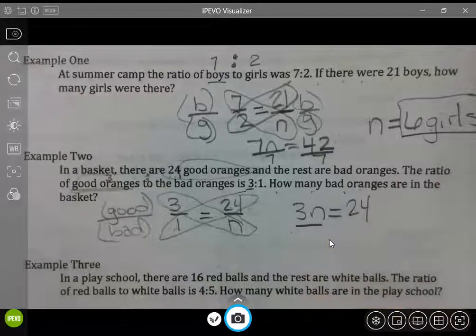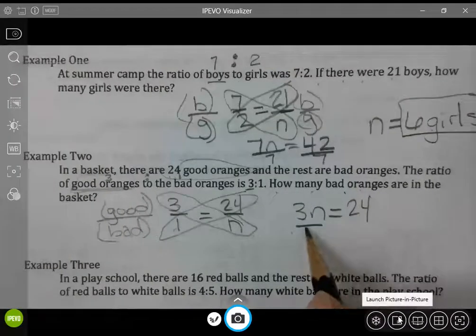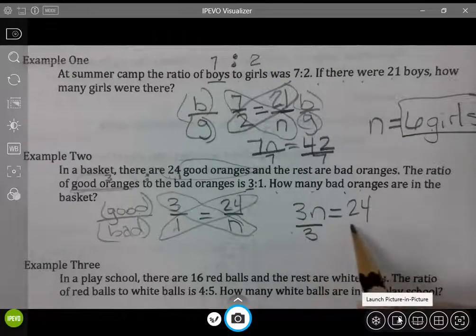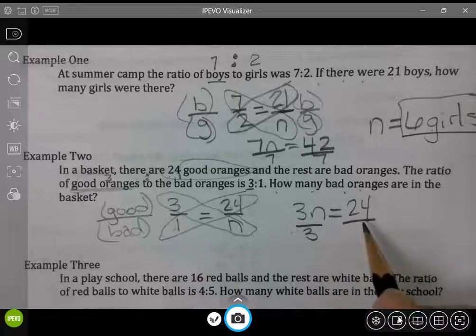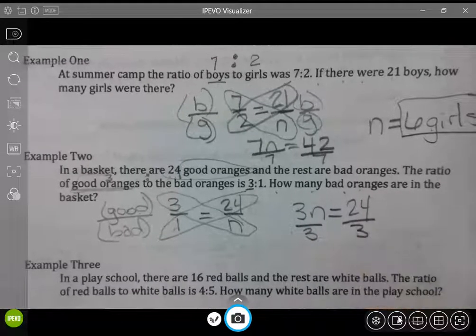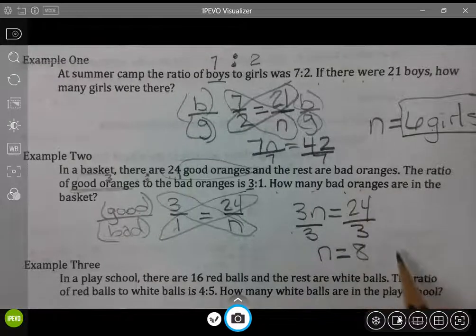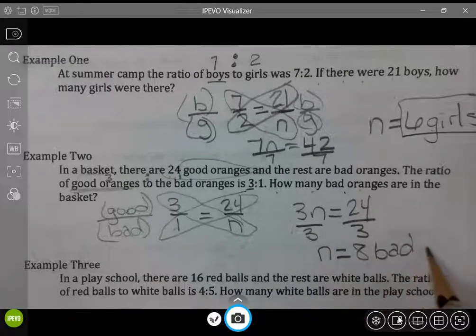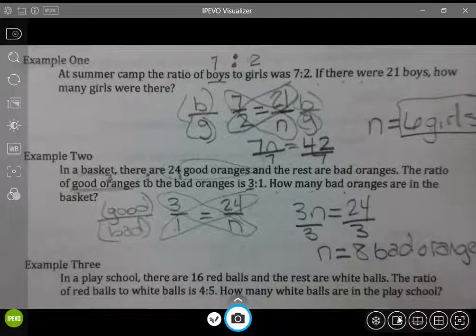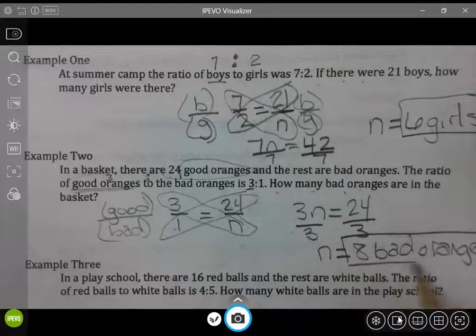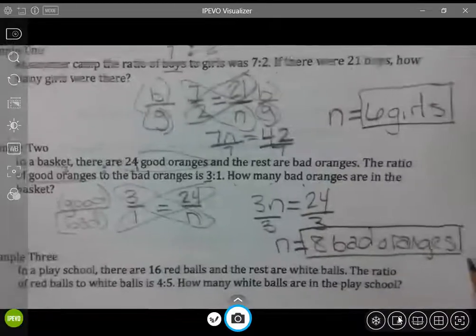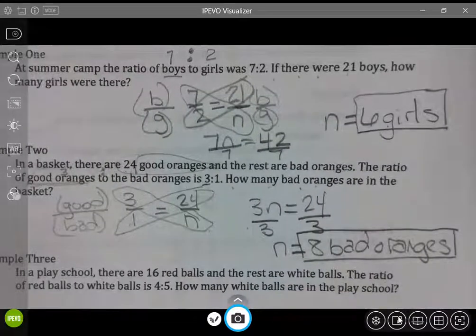And remember, I'm solving for n, so I need to get rid of my 3. 3 divided by 3, and I want to keep it balanced. I want them to stay equivalent, so I'm going to divide the other side by 3. 3 divided by 3 is 1. 1 times n, just n. 24 divided by 3 is going to give you 8. So I have 8 bad oranges. You mean my answer is not just 8? No, these are word problems. You should have units behind it. I don't have to include my n in my box.